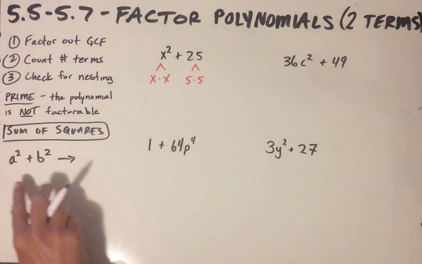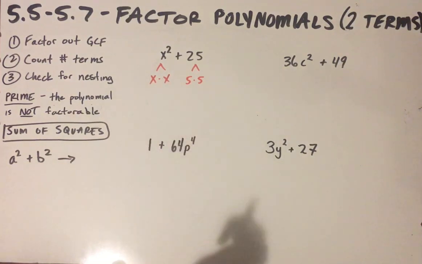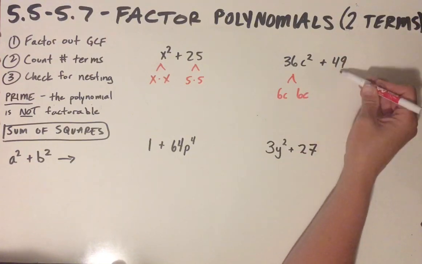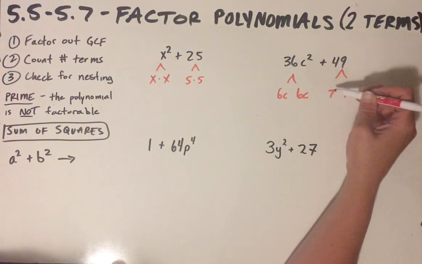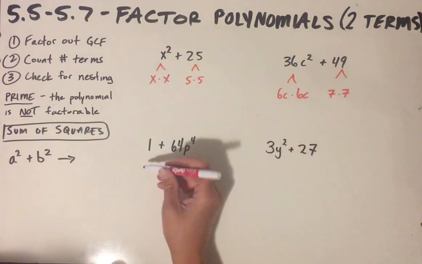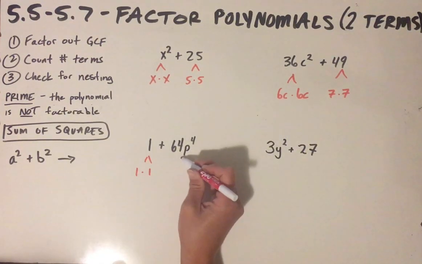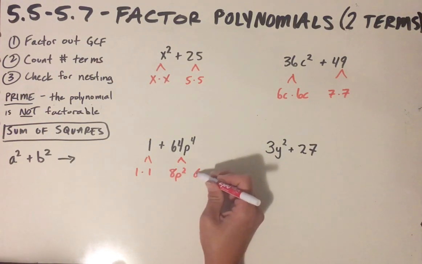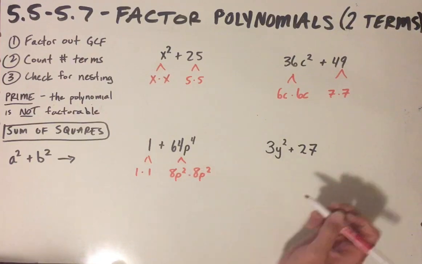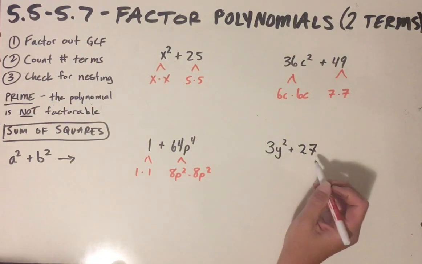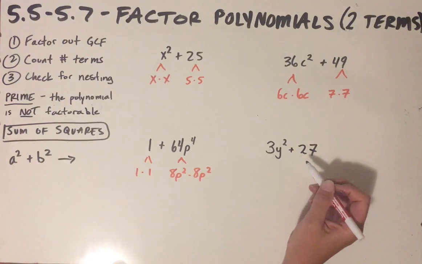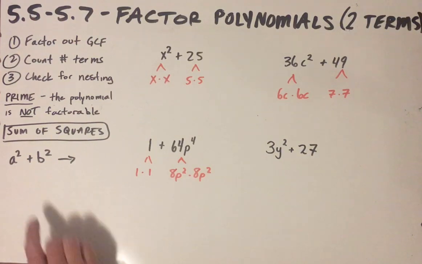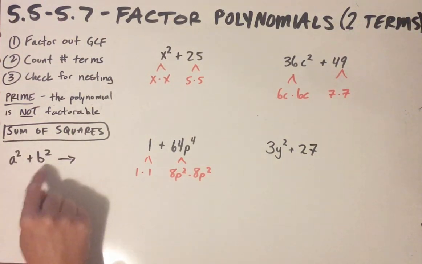Also, the second term is a perfect square. So you can see the first term and the second term are perfect squares here, and here, and here, and here not so much. So the definition again of a sum of squares is that I have two perfect squares being added together, a sum of two squares.